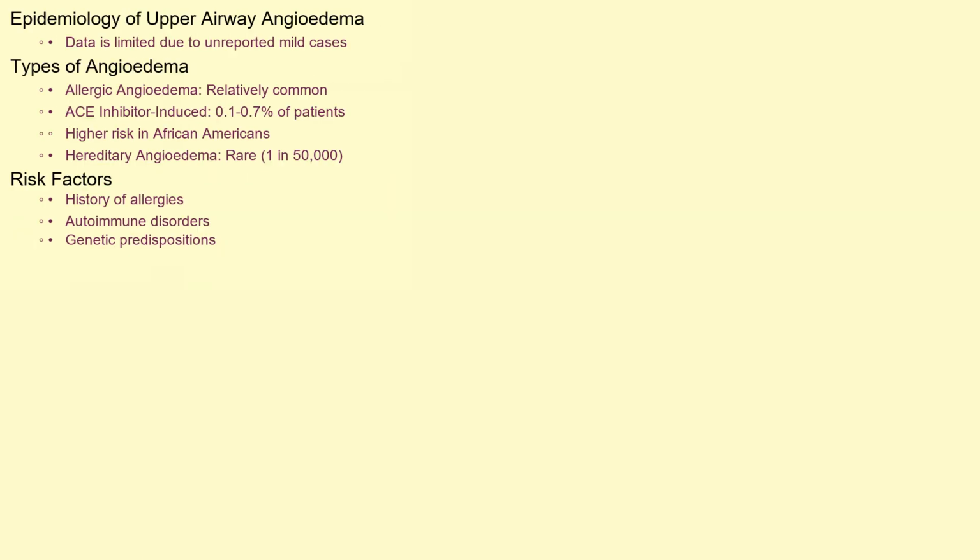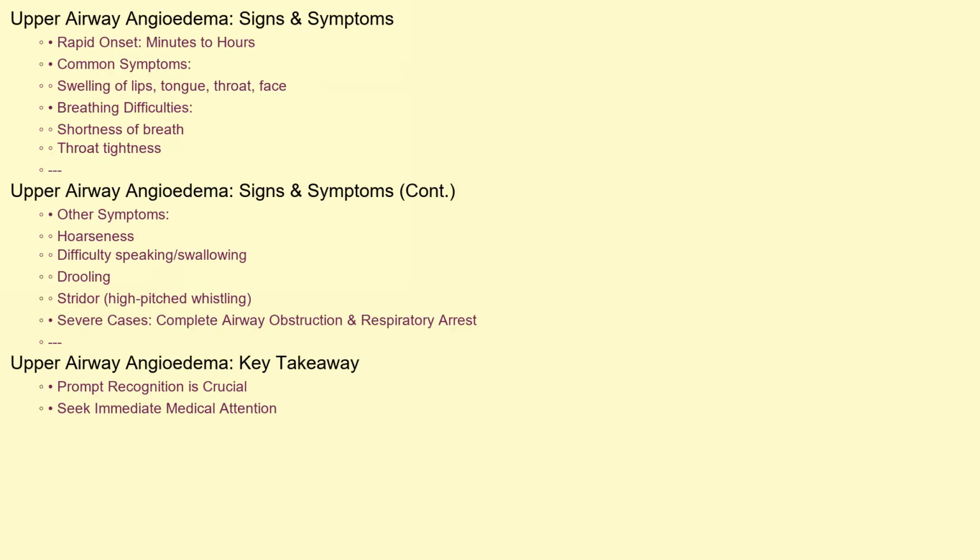potentially obstructing airflow. Precise data on the epidemiology of upper airway angioedema is limited, as many cases may be mild and go unreported. Allergic angioedema is relatively common, affecting a significant portion of the population at some point in their lives. ACE inhibitor-induced angioedema is estimated to occur in about 0.1 to 0.7% of patients taking these medications, with African Americans at a higher risk. Hereditary angioedema is rare, affecting about 1 in 50,000 people. While anyone can develop angioedema, those with a history of allergies, autoimmune disorders, or certain genetic predispositions are at a higher risk.